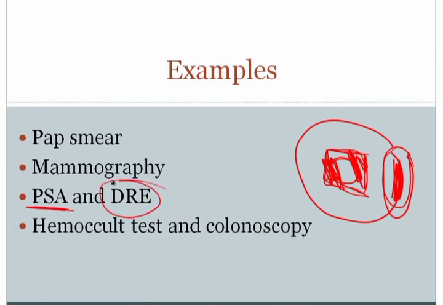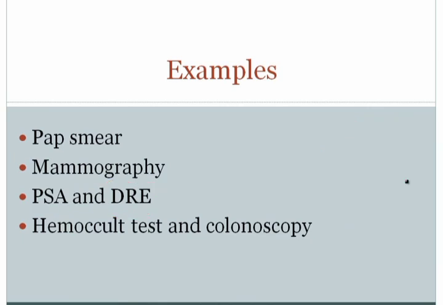Now, how does the digital rectal exam pick up prostate cancer? Well, recall that prostate cancer occurs in the posterior periphery of the prostate, and running right along the posterior periphery of the prostate is the rectum. And so in digital rectal exam, we get a chance to palpate the posterior periphery of the prostate, which is exactly where prostate cancer most commonly develops. So this is another example of a screening test.